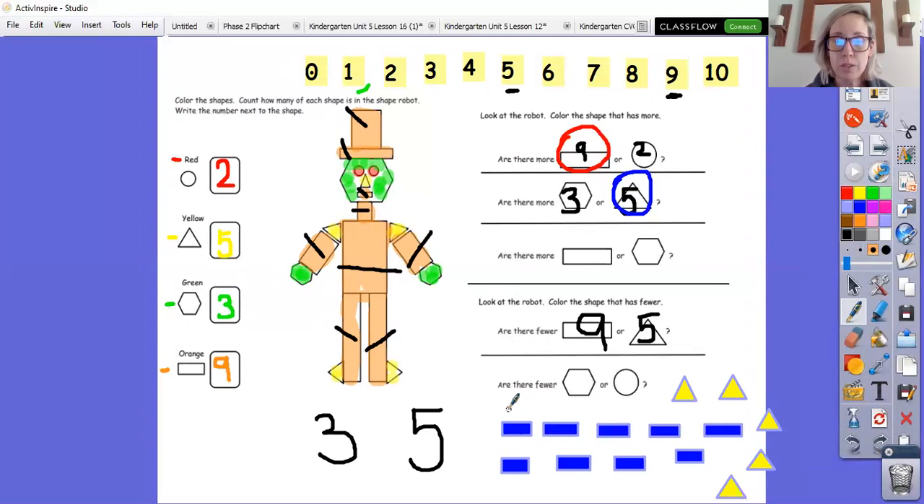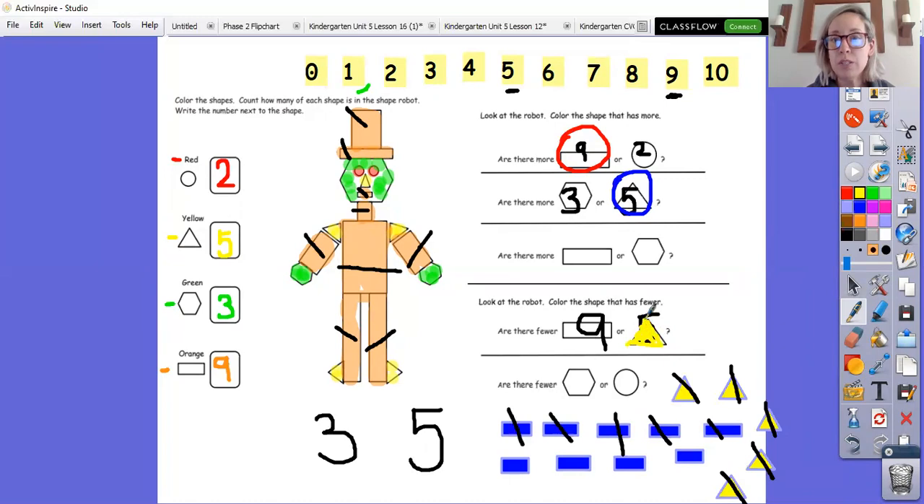Okay? So I'll cross off 1 rectangle, 1 triangle, 1 rectangle, 1 triangle, and so on until we're all out of triangles. Ooh, we're all out of triangles. So there was more rectangles, or what? There was fewer triangles, okay? So color the shape that has fewer, that would be our triangles, okay? So I'm gonna color that a nice yellow.